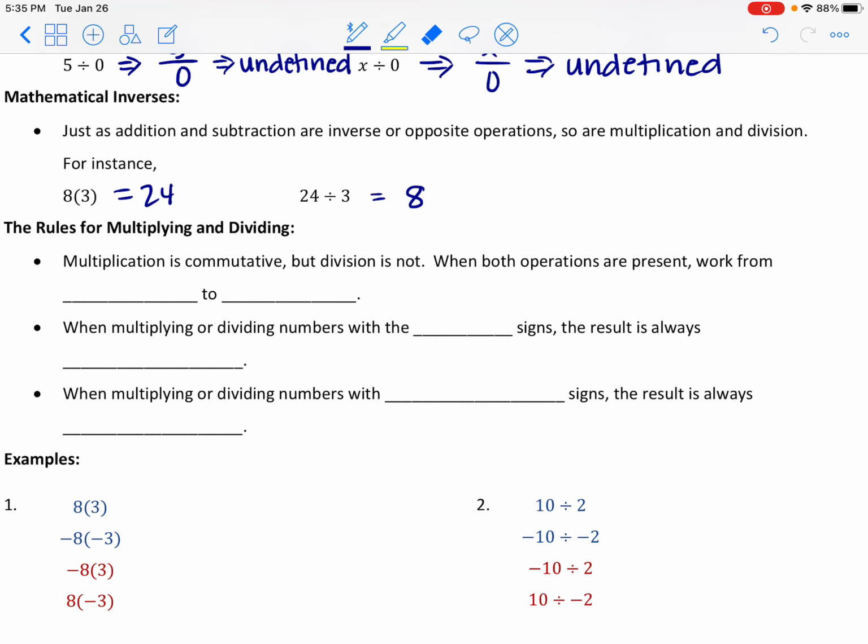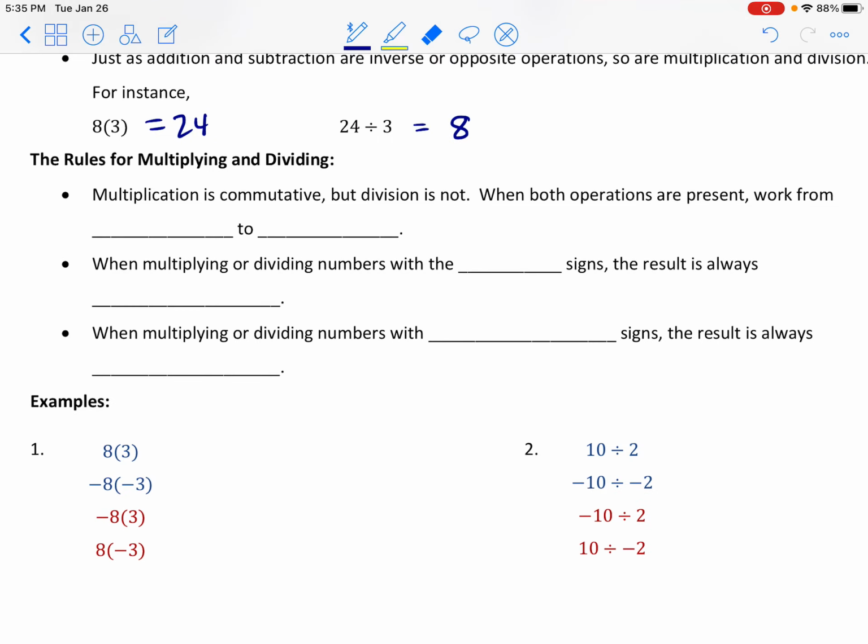Okay? Now, the rules for multiplying and dividing, there are some sign rules we want to be careful with. First of all, multiplication is commutative. We've talked about that. We can change the order in which we multiply and not change the value of our product. So again, 8 times 3 and 3 times 8, they're both 24, right?